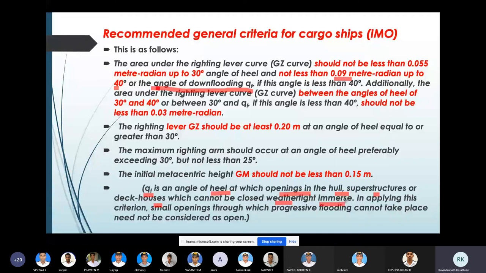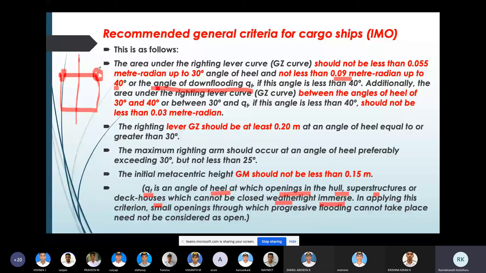To explain angle of down flooding, what do you understand by deck edge immersion? What is a deck edge? Now, this is your ship, this is your deck edge, right? Edge of your deck. Right?